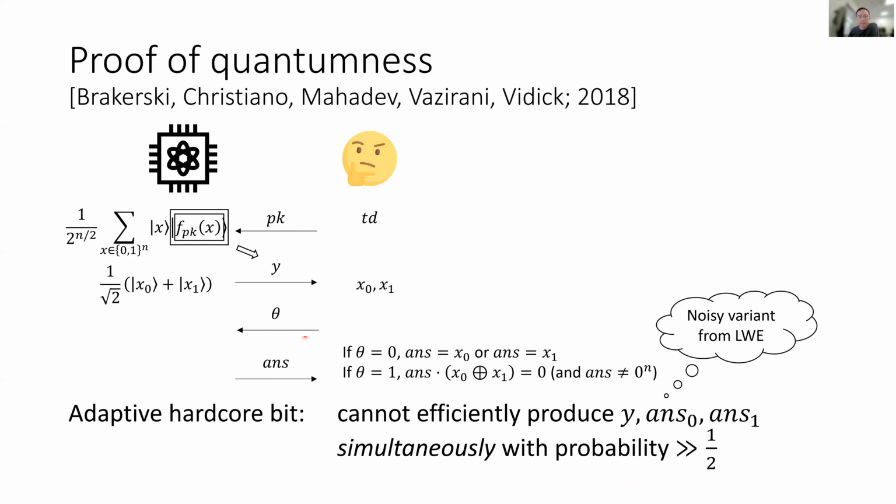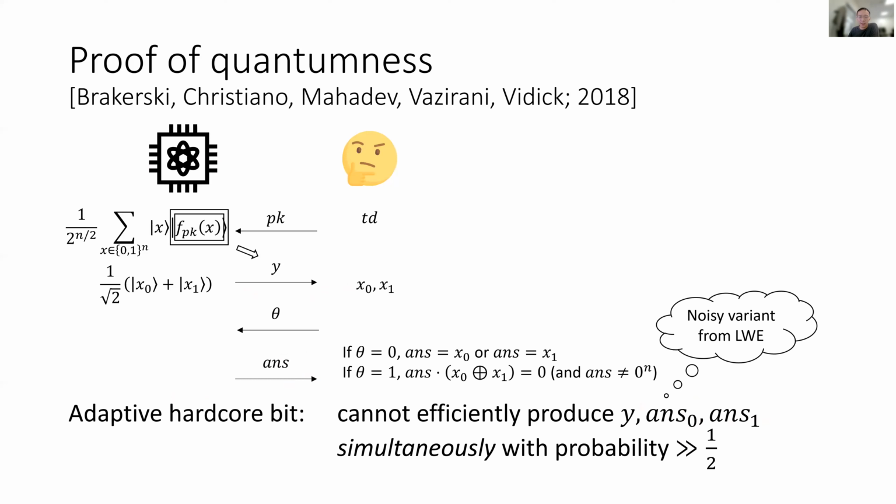This is because if a classical adversary could pass this test with probability, let's say 1, then you can always rewind this classical adversary and send him a different theta, in which case you will be producing this 3-tuple with y and 0 and 1, both passing the verification, which violates the adaptive hardcore bit.